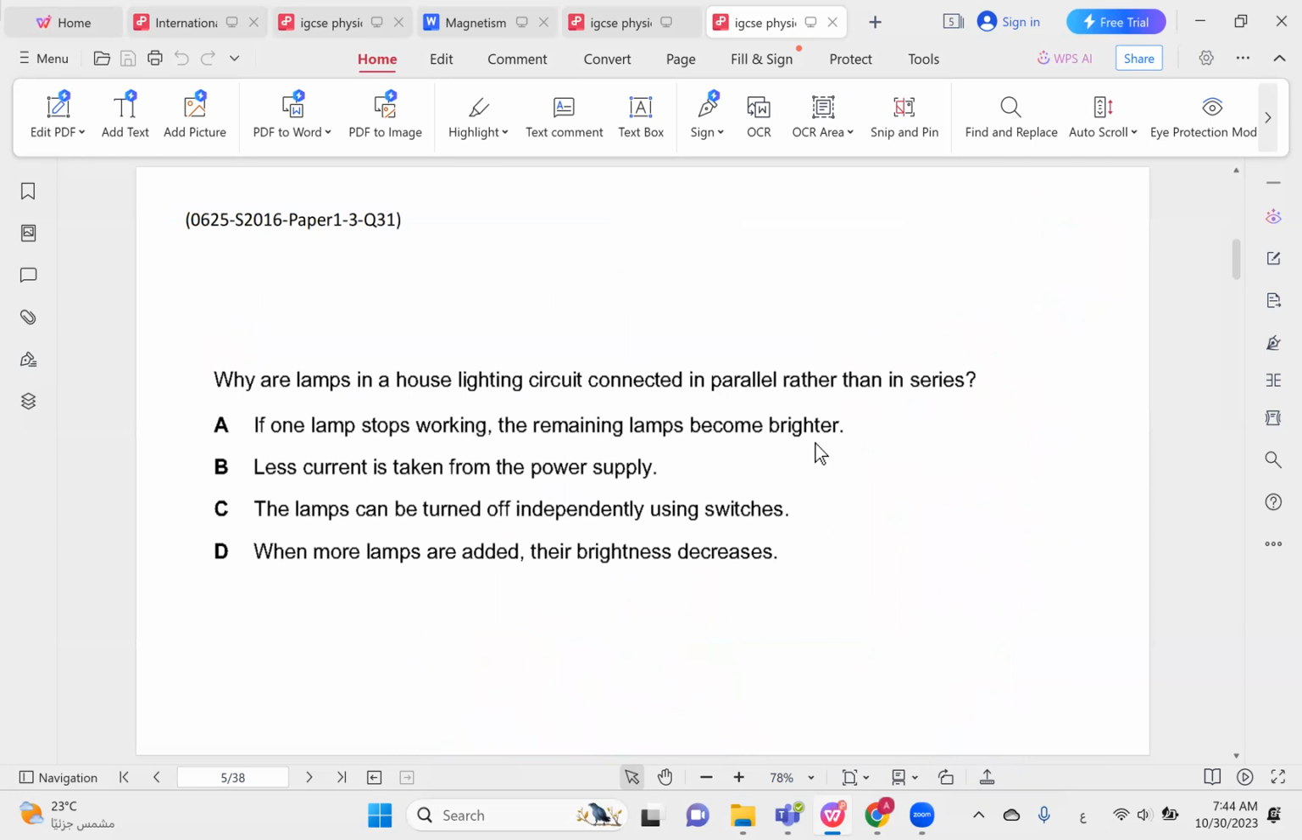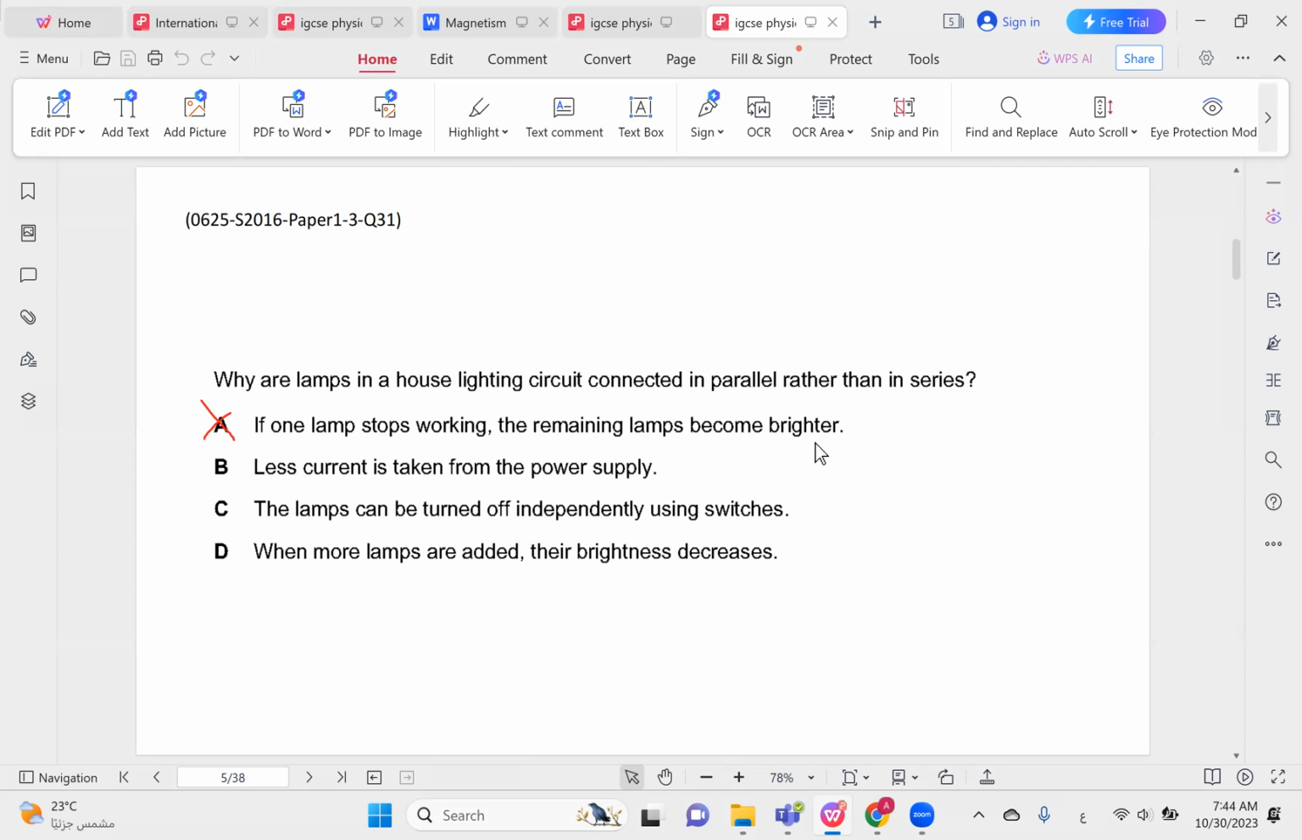Why are lamps in a house lighting circuit connected in parallel rather than series? So A is correct. No, excuse me. If one lamp stops working, the remaining lamps become brighter. No, I mean, they still work, but they don't necessarily become brighter. They still get the 6 volts. So they are as bright as they were before the lamp stops working.